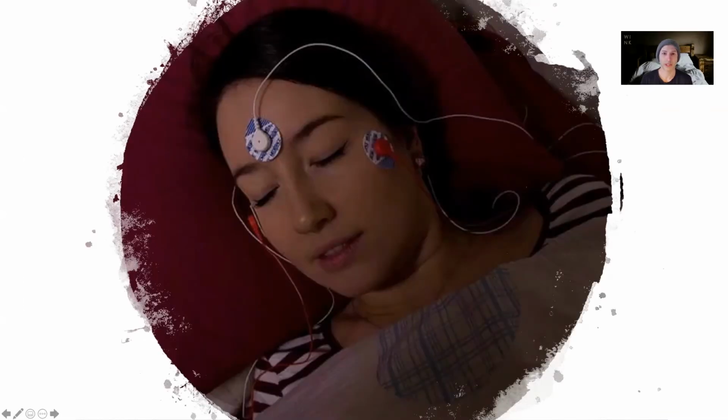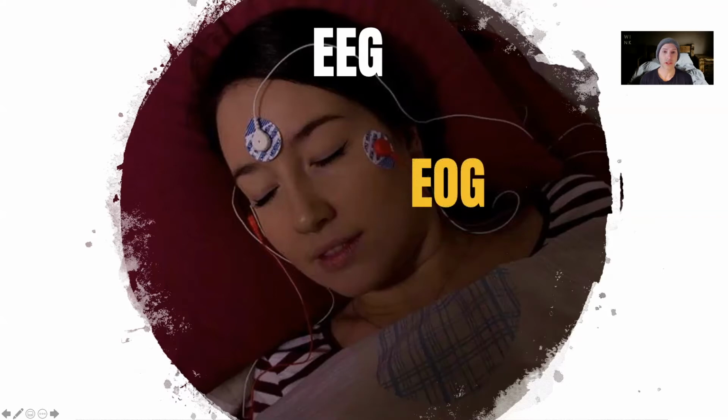Well, the best way to work that out is to measure someone's brainwaves, and we do this with an EEG by placing electrodes on the scalp, and then we can have a look at their brainwaves and determine what stage of sleep they're in. But we also need to look at their EOG, that's their eye movements, because eye movements can change in different stages of sleep.